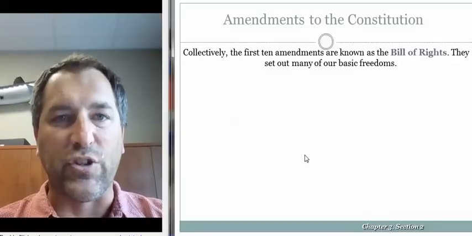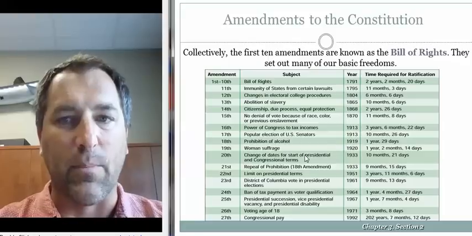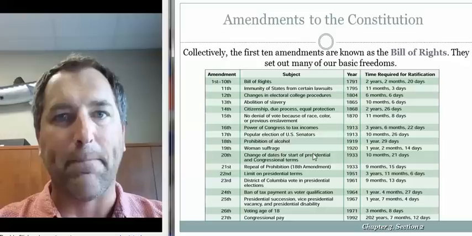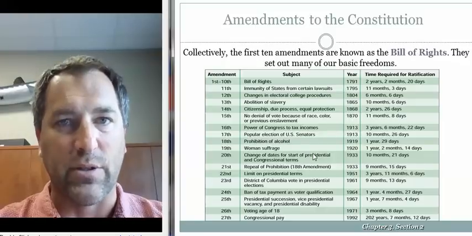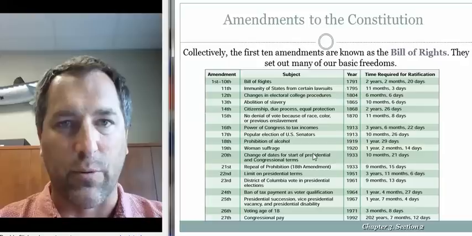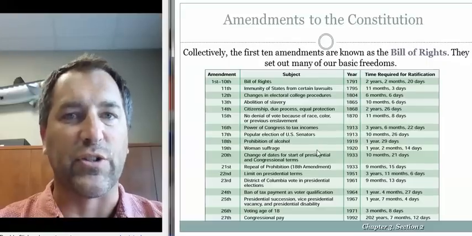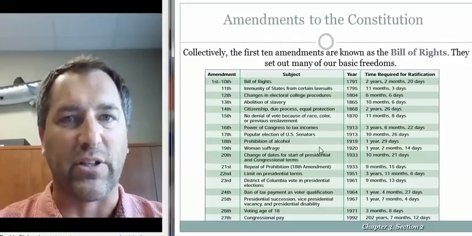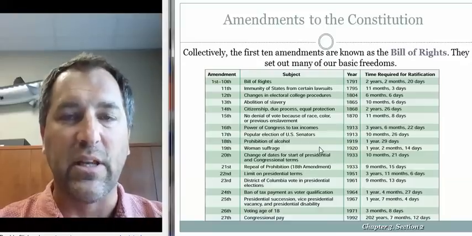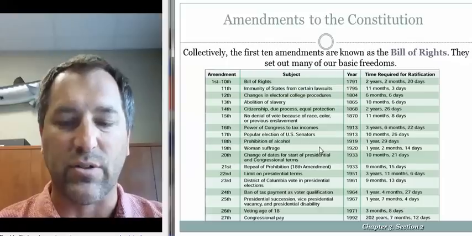Collectively, the first 10 amendments are called the Bill of Rights, and those outline your basic rights and freedoms: your freedoms of speech, of religion, freedom to carry firearms, your freedom from improper arrest or imprisonment, your right to a fair trial. All these things the first 10 amendments do. We're going to be doing several activities in class surrounding those Bill of Rights, those first 10 amendments that basically protect you from your own government's powers over you.